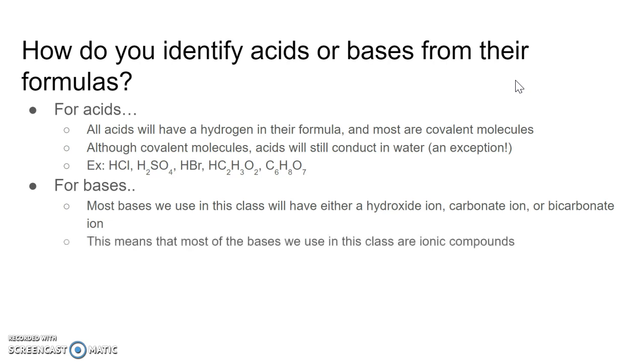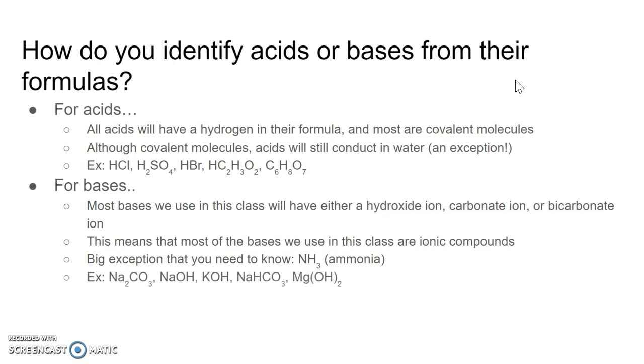This means most of the bases we use in this class are ionic compounds. The only exception that you really need to know well is ammonia, which is NH3. So that is also a base, but obviously it is not an ionic compound. But we'll talk about what makes it a base in just a second. Some examples of things that you should know right away just from their formula that they're a base: things like sodium carbonate, sodium hydroxide, potassium hydroxide, sodium bicarbonate, magnesium hydroxide, lots of things like that.